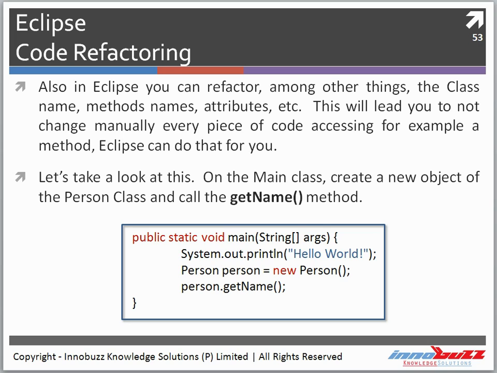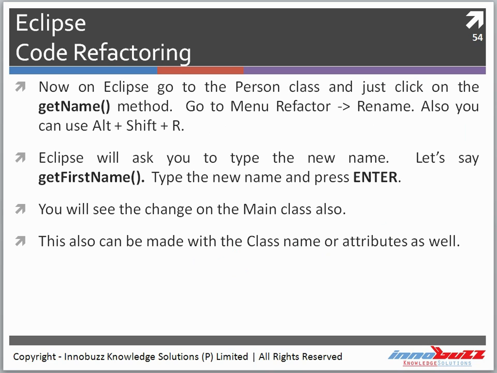Take a look at the example. Change the main class previously made and add the new lines proposed here. Open the Person class and go to the getName method. Now go to the Refactor menu and then the Rename option. This will let you write the new name of the method, and every reference to this method will be changed as well. Also, you can apply this with member variables or local variables in a method.